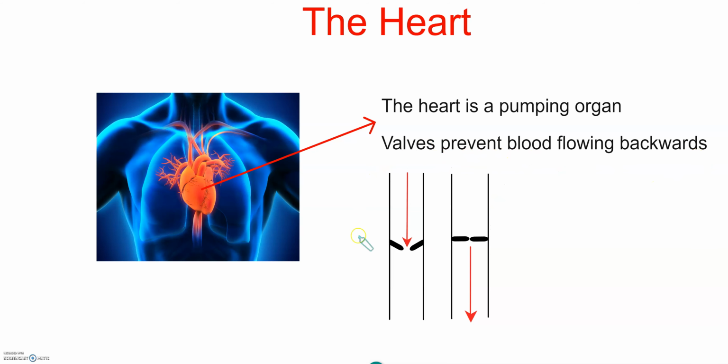Now here we have a simple diagram to demonstrate the function of valves. As you can see, blood here is flowing in one direction and passes through the valves. Now, once blood has passed through, the valves will then shut. And this is, as I mentioned earlier, to prevent blood from flowing backwards into the atrium, for example.